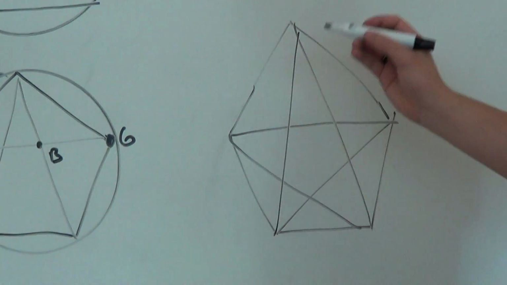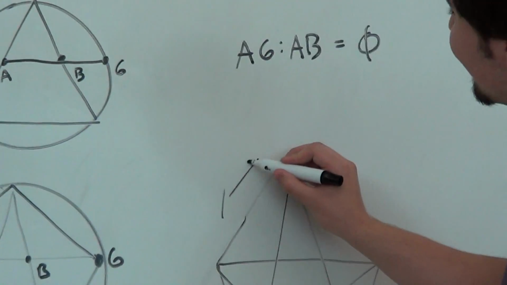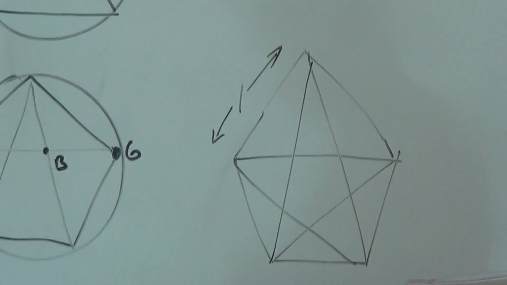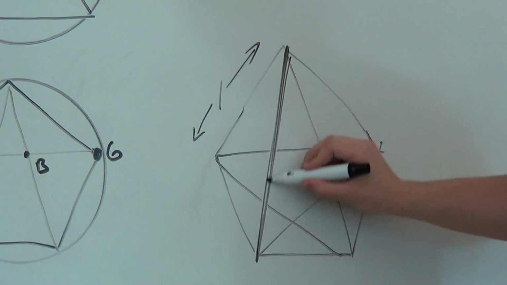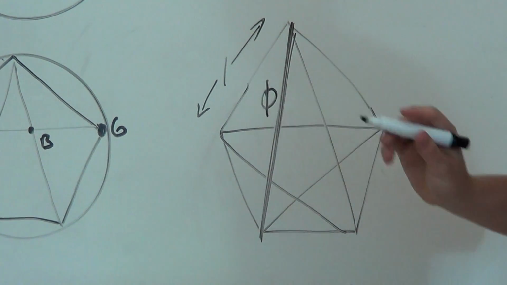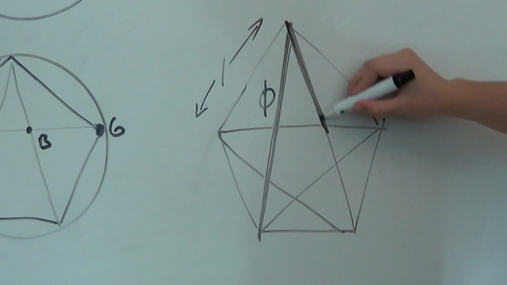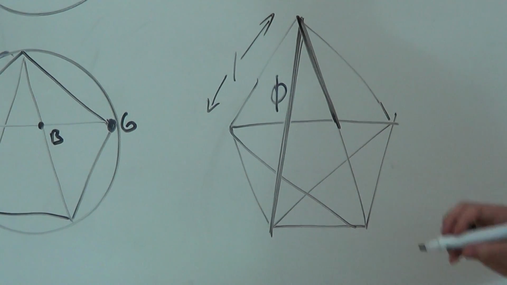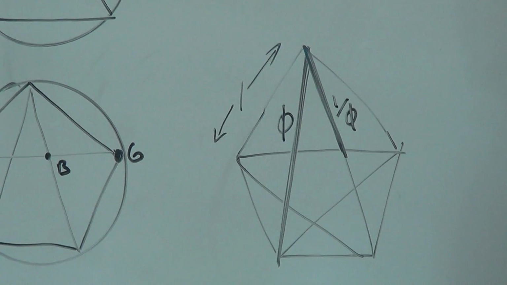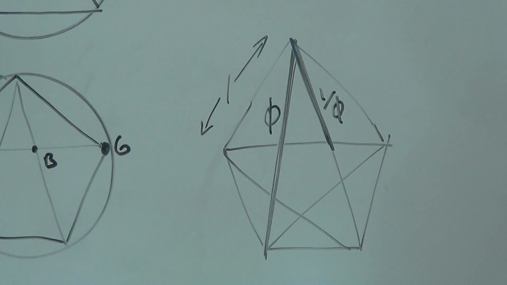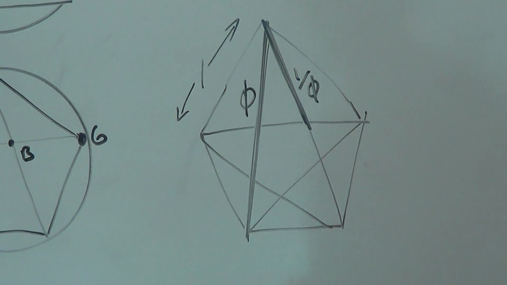Okay, anyways, not regular at all, but we'll pretend it's regular. And it's going to be a length of 1 for the sides, right? So take a guess at what this length is going to be. A to G. That's going to be phi. And take a guess at what length this is going to be. A to B. 1 over phi. So, again, phi's reciprocal.